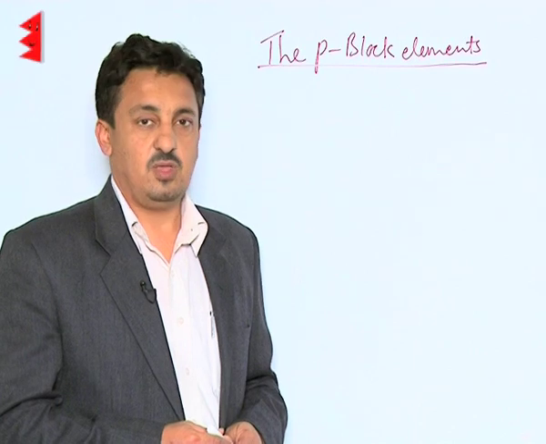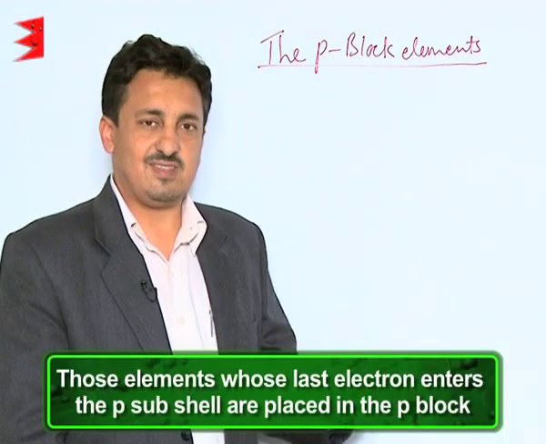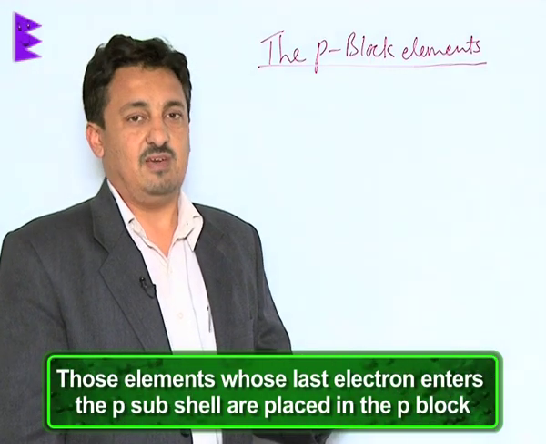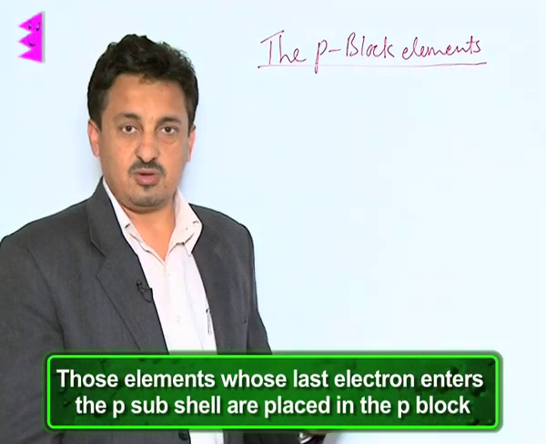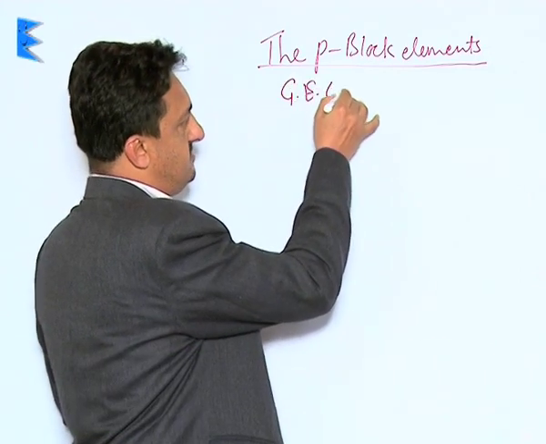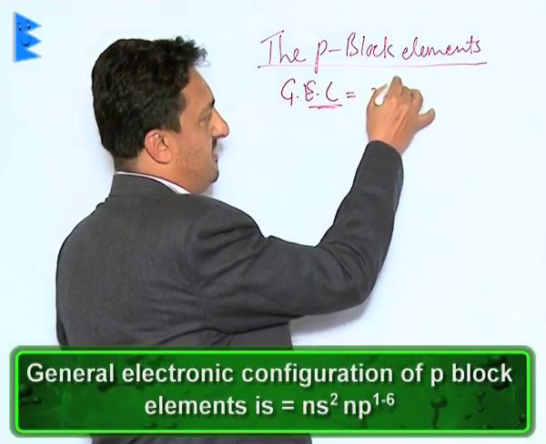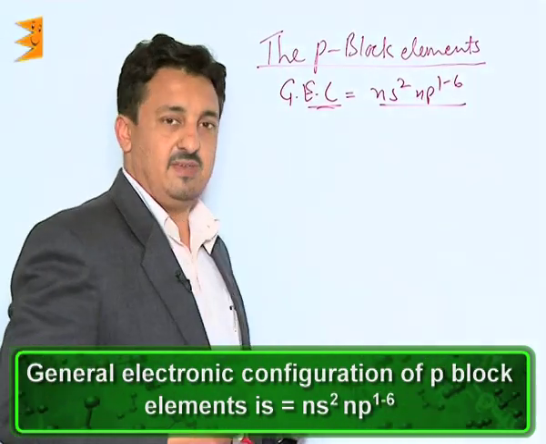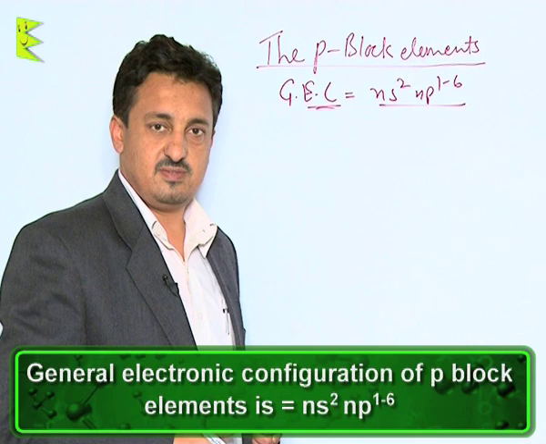Those elements whose last electron enters the p subshell or sub-orbit are placed in the p-block. The general electronic configuration of the p-block elements is ns2 np1 to 6, because the p subshell can have 1 to 6 electrons.